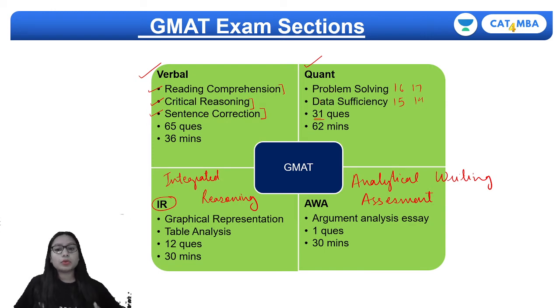So the total time you get to answer the quant section completely is 62 minutes. And total time to solve 65 questions of verbal ability is 36 minutes.